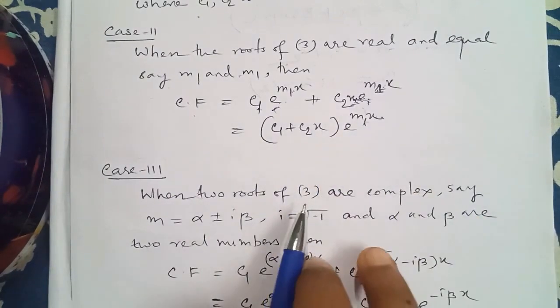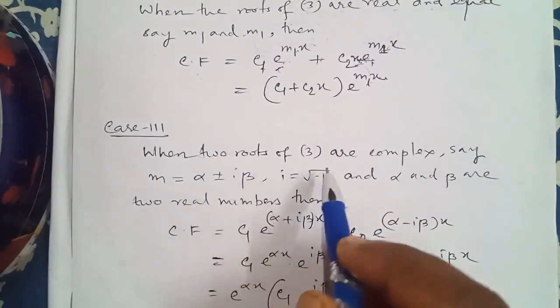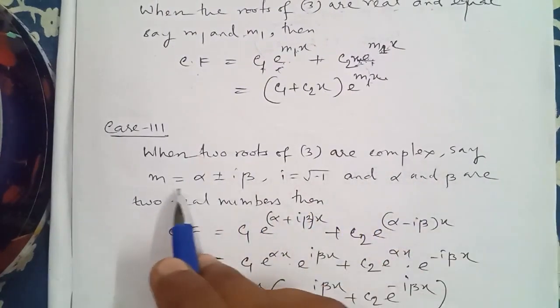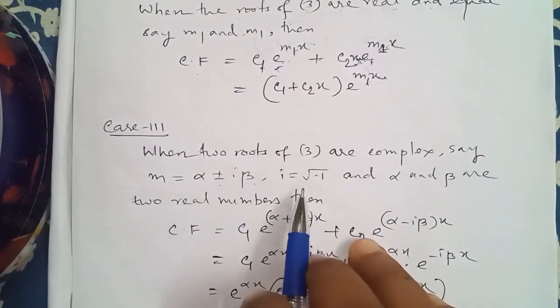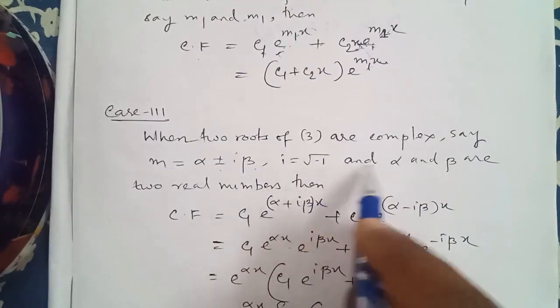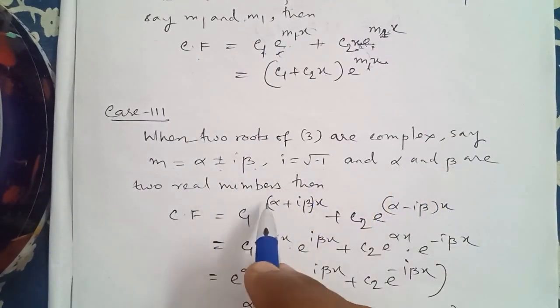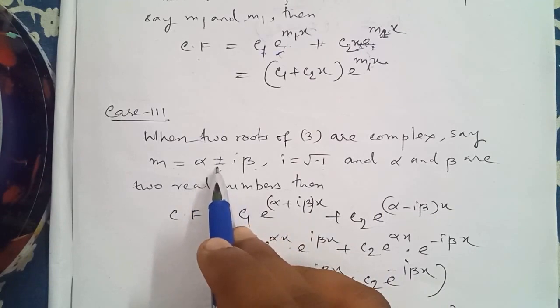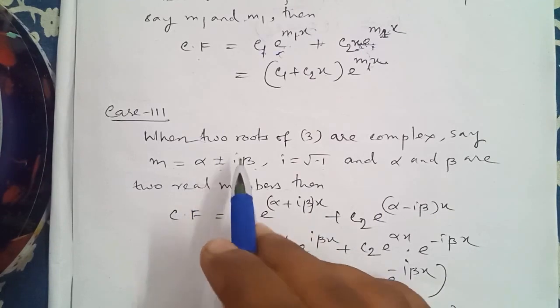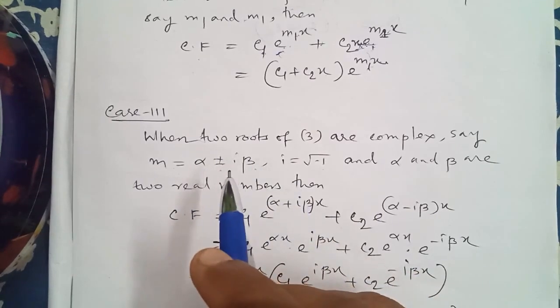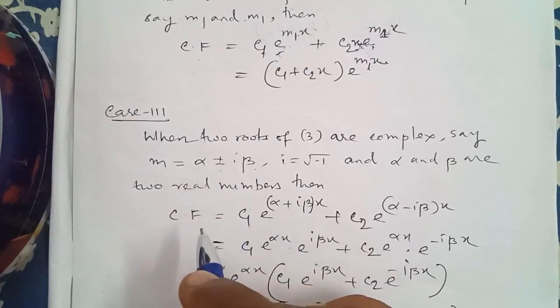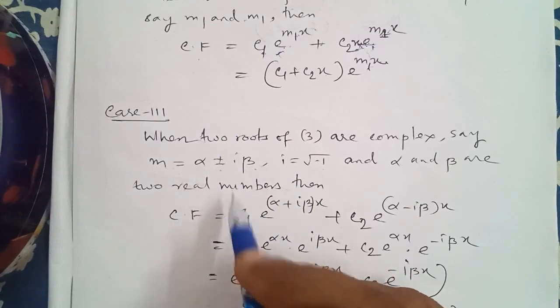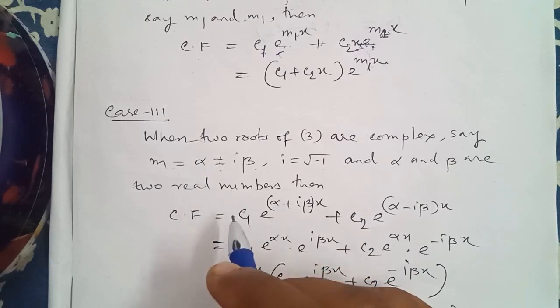Case 3. When two roots of 3 are complex, say m equals alpha plus or minus i beta, where i equals root of minus 1, and alpha and beta are two real numbers, then what will be its solution? We take alpha plus i beta. When there are complex numbers, they occur in conjugate pairs because the coefficients of the equation were real. If there are real coefficients, then the complex roots will occur in conjugate pairs, okay? So what will be the complementary function?